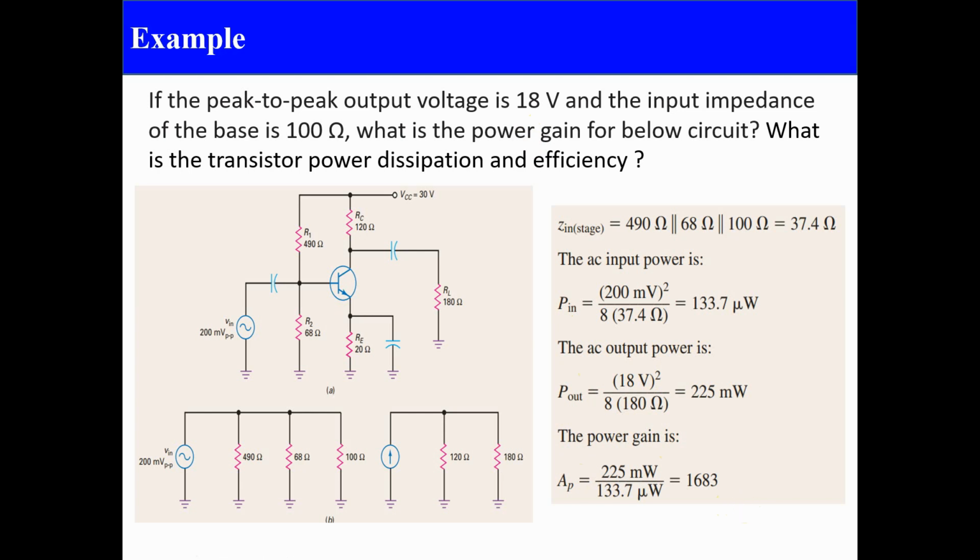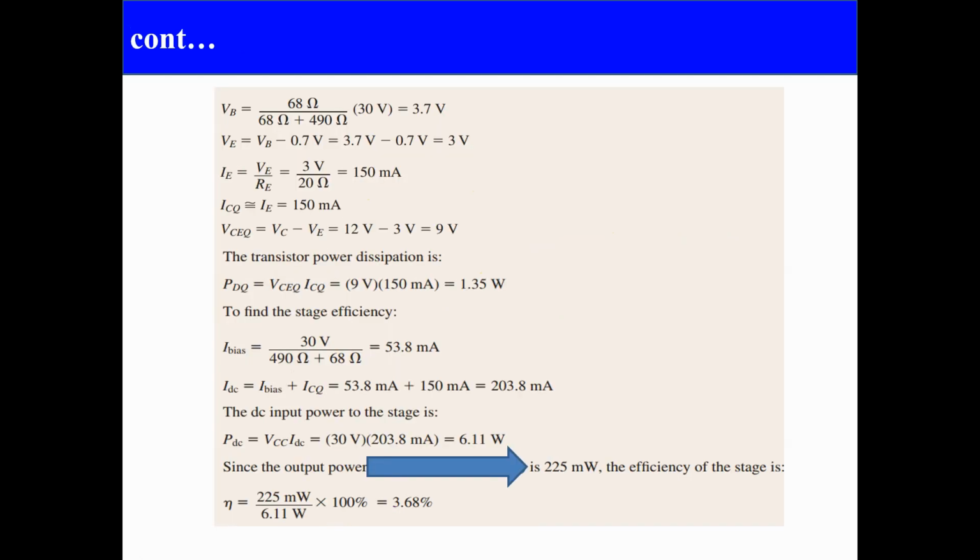Now for the same circuit, what are the power dissipation and efficiency? Power dissipation PdQ is equal to VCQ into ICQ. That means we have to repeat the procedure of finding the Q point. To find PdQ, we have to find VCQ and ICQ. VB is the voltage across R2, 3.7. So VE is VB minus 0.7, and IE is VE upon RE, which gives 150 milliamperes. That is approximately ICQ, so ICQ is equal to 150 milliamperes.